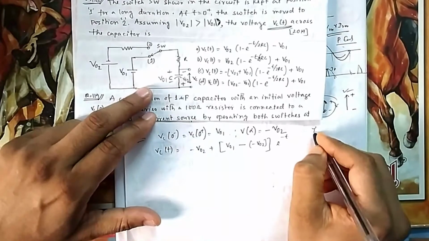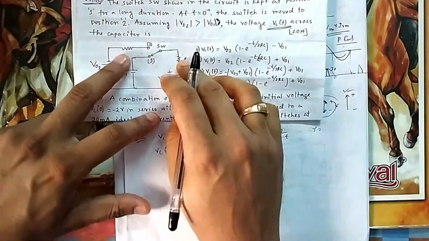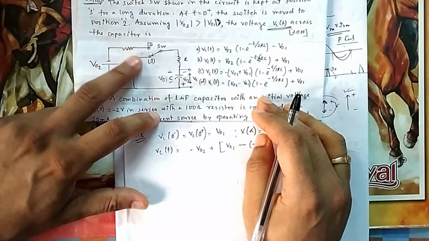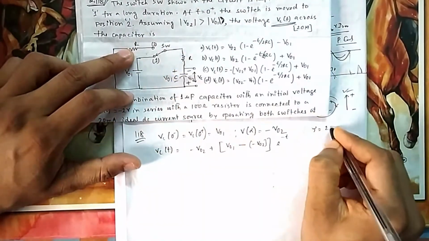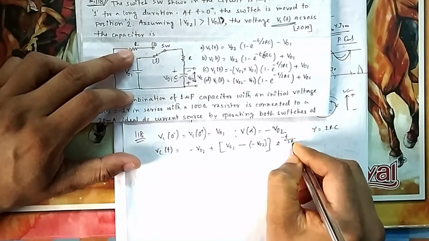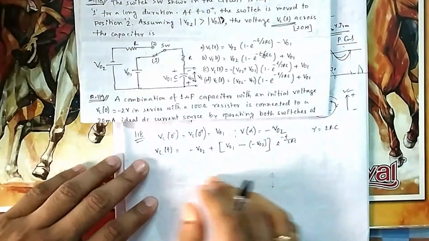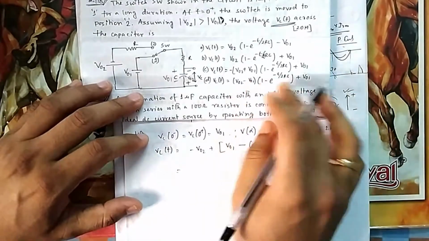What is tau here? Tau is this R plus this R. They have given R plus R, and I think this is also R. That's why it is 2R, so it will be 2RC. That's why in all options there are 2RC, 2RC, 2RC. Now you can easily see which option it is matching.